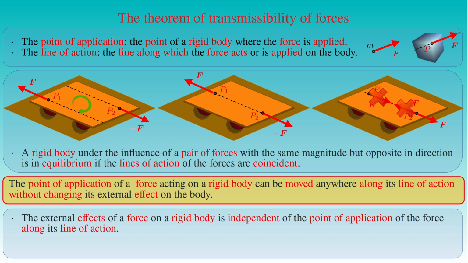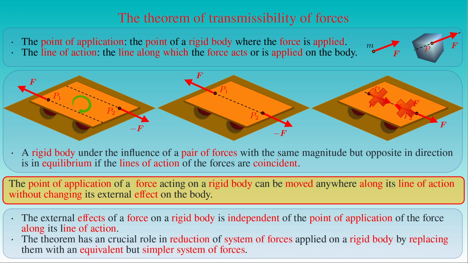The fact that the line of action is more important than the point of application has a crucial role when we determine how a system of forces acting on a rigid body can be replaced with an equivalent but simpler system of forces with the same external effect. This is the problem of the reduction of a system of forces, and we start the discussion of this topic with the analysis of some simple examples.